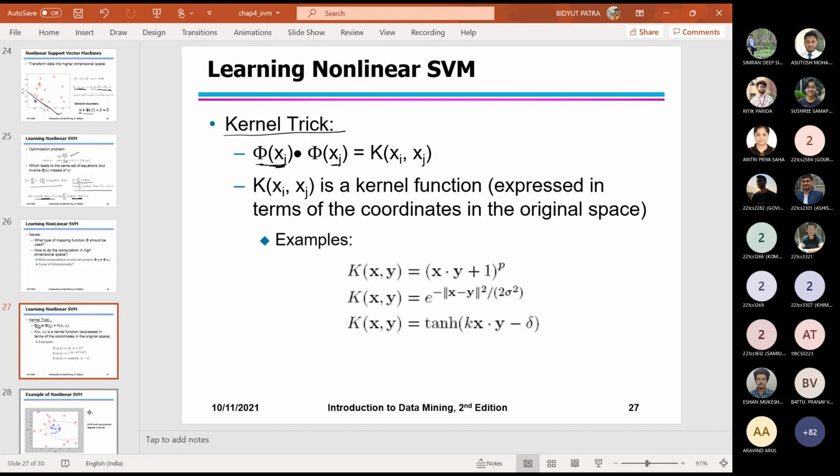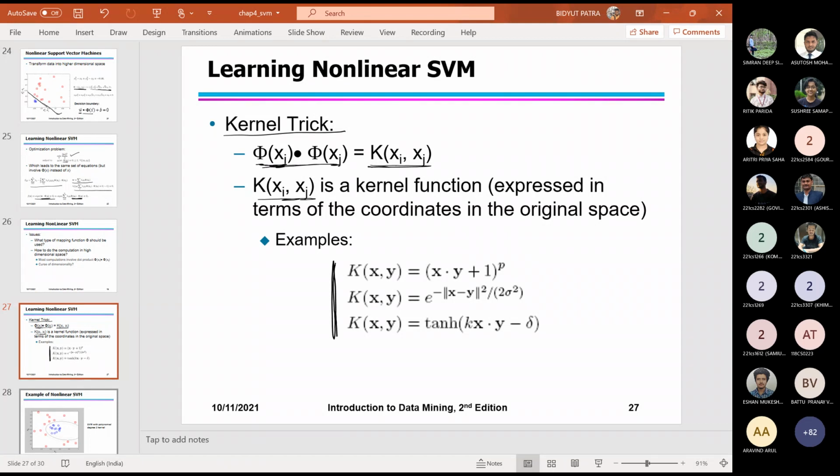So instead of transforming and then doing the dot product, we can work with the original sample space, that is the inputs xi and xj, and have a function that is exactly the same as transforming and then doing the dot product. This k is called the kernel function. And there are popular kernel functions, and this is called the kernel trick.